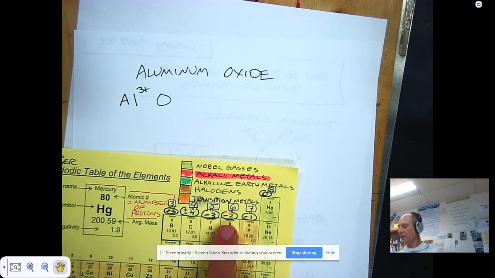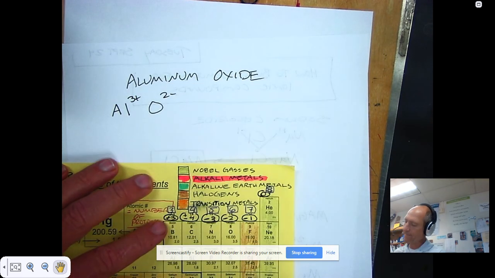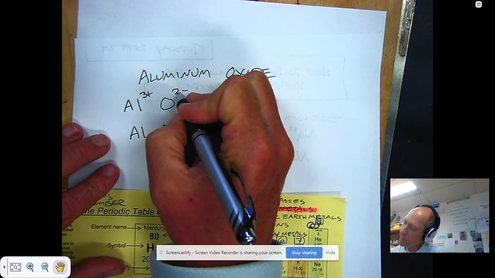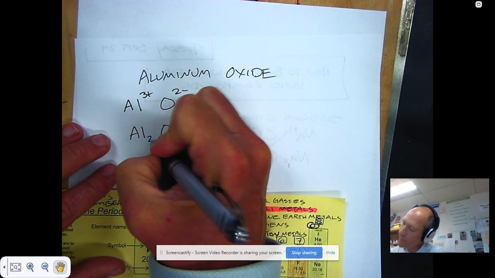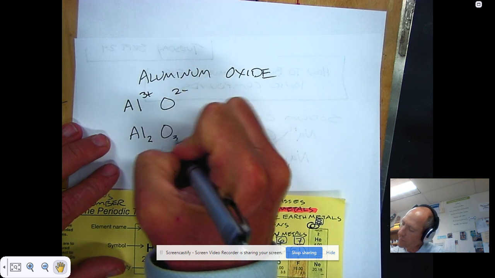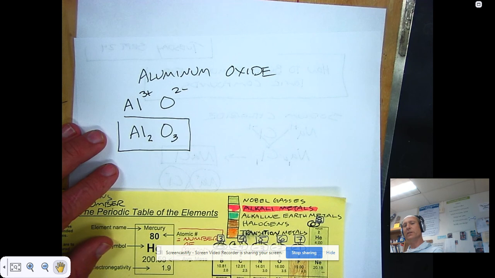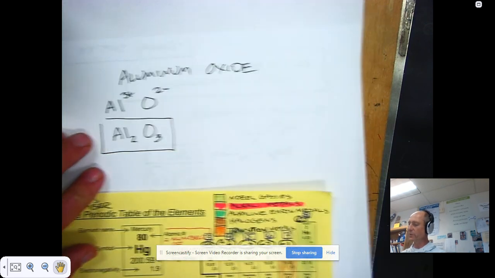And oxygen has a 2 minus charge right here. So next we're going to take this 2 and bring it down here. Take this 3 and bring it down here. And we don't have any 1s, so we don't have to simplify it anymore. That's the formula for aluminum oxide.